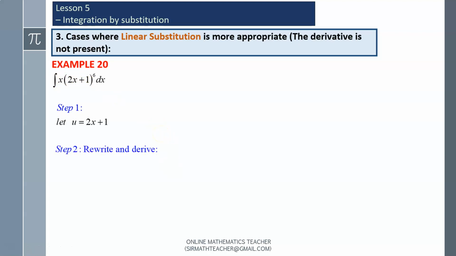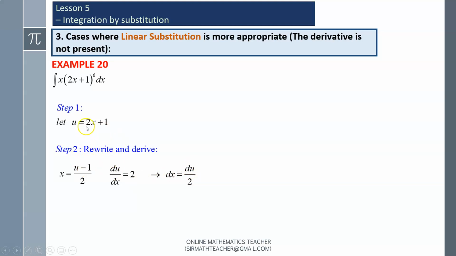So we're going to try step 2, rewrite and derive. Here I'm going to make x the subject. So take 1 from both sides, divide by 2. Now I have an expression for x. Now, do what we did previously, which is du/dx, which is 2. Rewrite it in terms of dx, which is then du over 2.